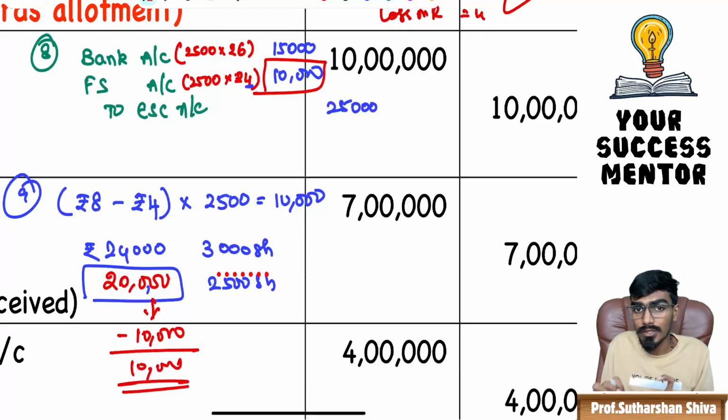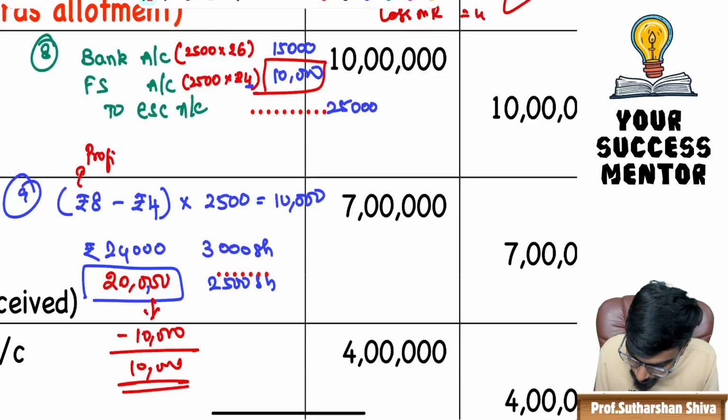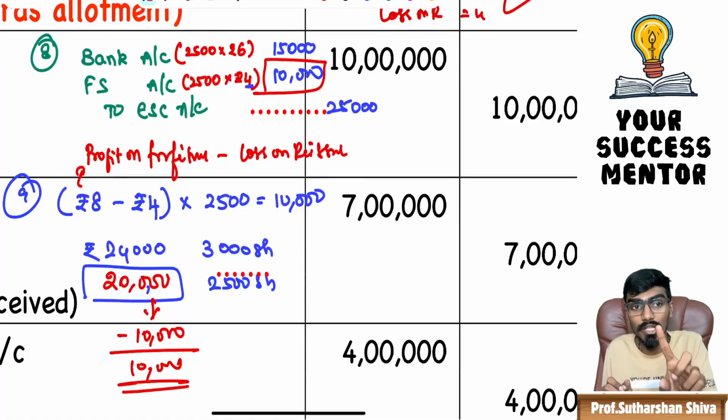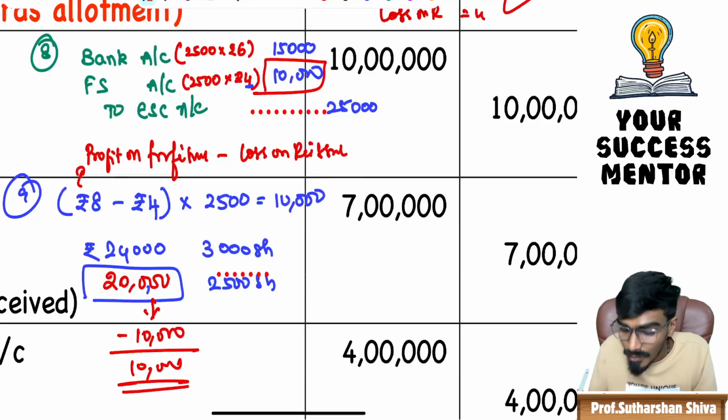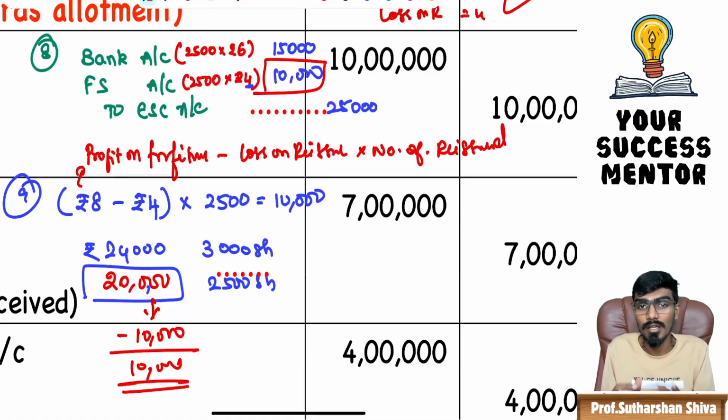This will be a slightly lengthier process. If you don't want to fall into this lengthier process, there is a much easier way. This is nothing but profit on forfeiture minus loss on reissue. Listen to the words very carefully. It is loss on reissue, not the reissue price. Profit on forfeiture minus loss will give my net profit, multiplied by the number of shares reissued. This will be the accounting formula we'll be having. So 10,000.